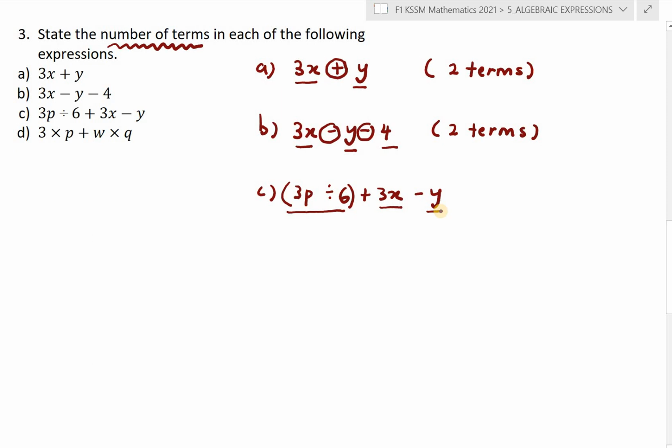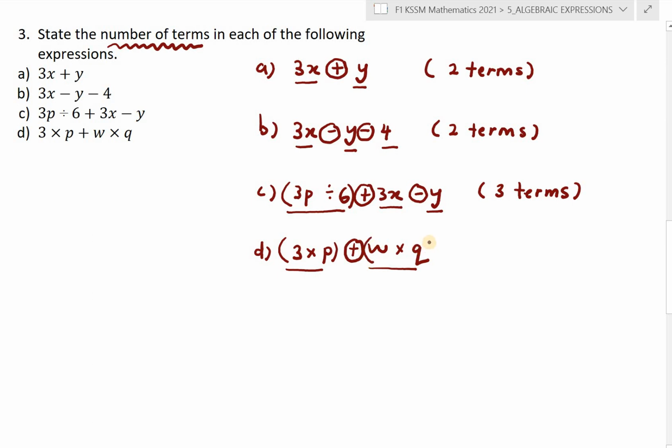Okay, after this, it has 3 terms because it has plus and minus. So this one is 3 terms. Okay, and then for question D, we have 3 times P plus W times Q. So, kalau tengok ada simbol tambah ni, means that dekat sini dia dah bergabung dah. Okay, means 3 times P is one term and W times Q is another term.